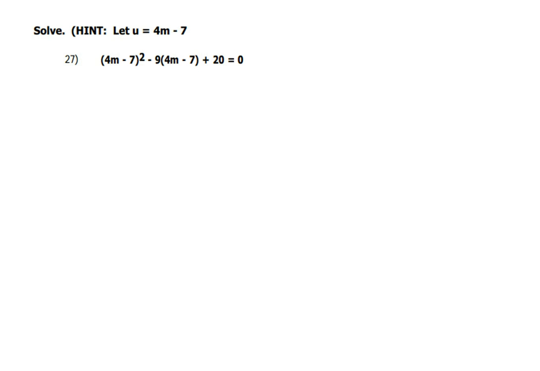All right, for 27, we're solving this equation for m, but the hint is to let the letter u represent the m, 4m minus 7. So inside this set of parentheses, I have a 4m minus 7. And inside of this parentheses, I have a 4m minus 7. So instead of a 4m minus 7 squared, we're just going to call it a u squared. And then minus 9u plus 20.